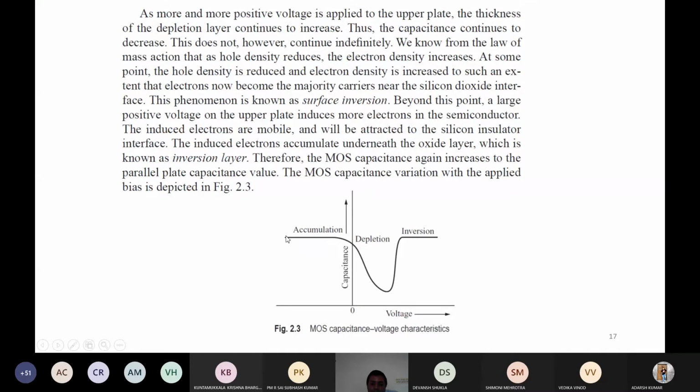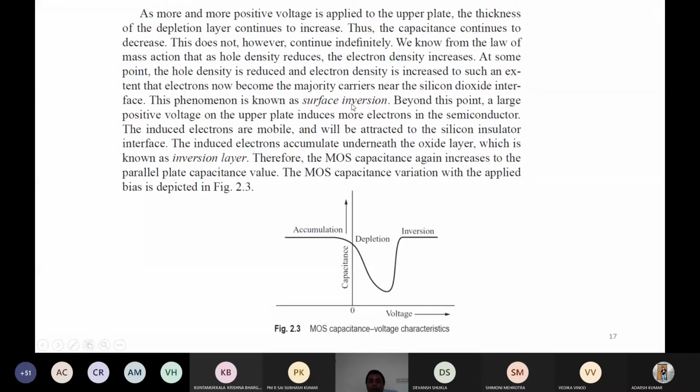In accumulation mode, this was the capacitance level. Capacitance was up to this much, but in depletion mode it is decreasing due to the repulsion of the holes. They are moving away, and the thickness of the dielectric is increasing. But after inversion comes and the channel is formed, it again becomes constant, and this is the capacitance. So this is the MOS capacitance-voltage characteristic, and this will be basically utilized.